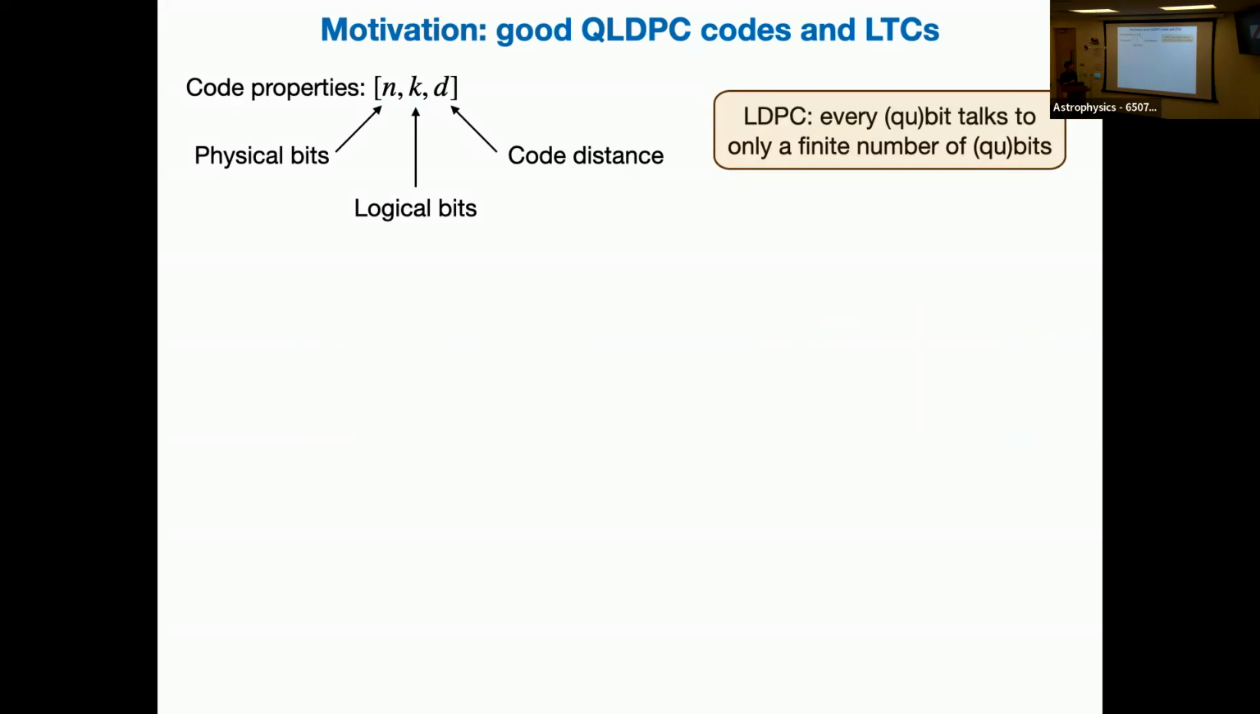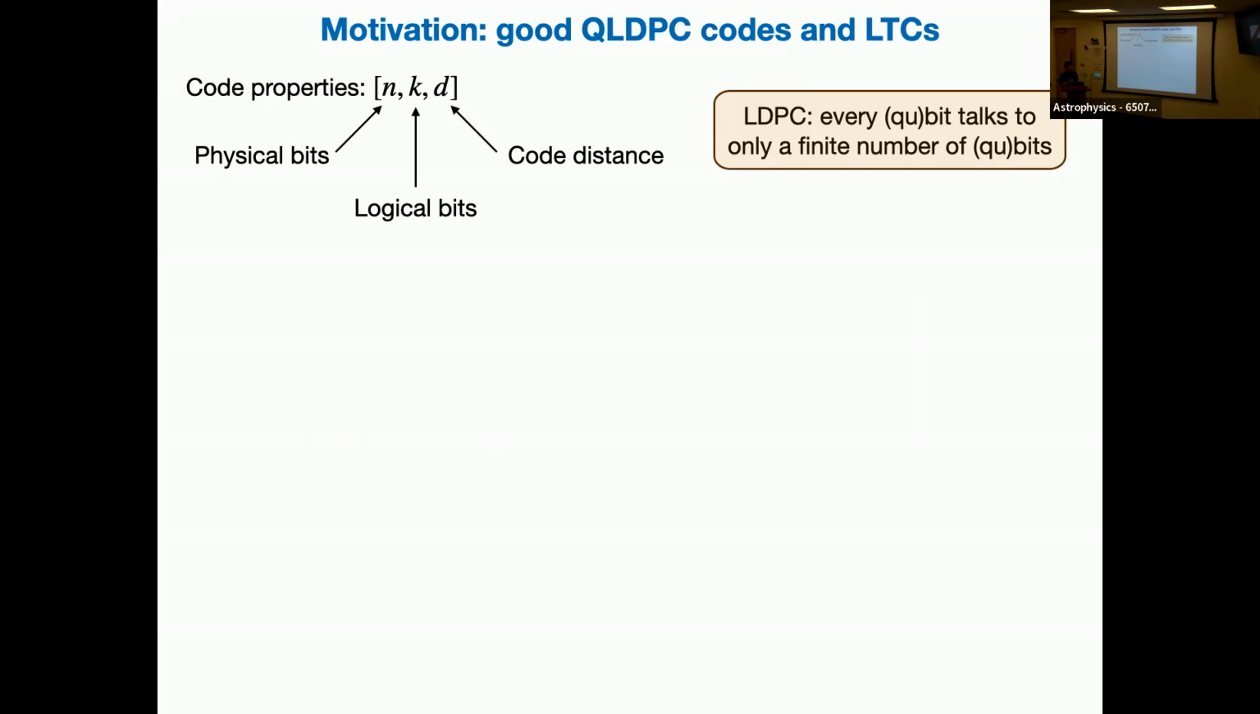So you're imagining some code, some physical system where you're encoding some information, and you often characterize it with these three numbers. There's a number of physical qubits n, there's a number of encoded qubits k, and there's some code distance d, the smallest error that I cannot detect. And we want to make k and d as big as possible for a given n.